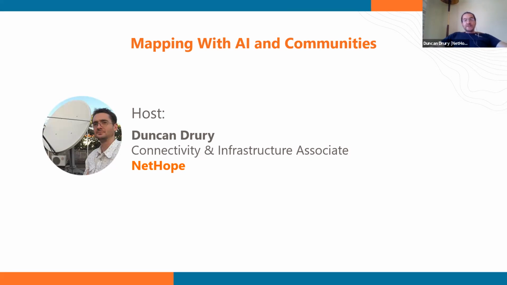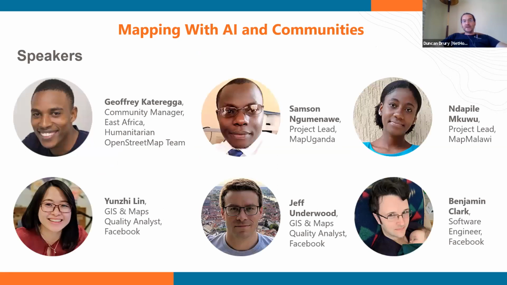Traditionally, the places where humanitarian organizations work have been very difficult to get information about. Mapping is not particularly accurate or up to date, and data about those places is very difficult to come by. So I'm very pleased to welcome today some people that have been working on solving some of those problems using artificial intelligence, machine learning, and the power of local communities to map and collect data.